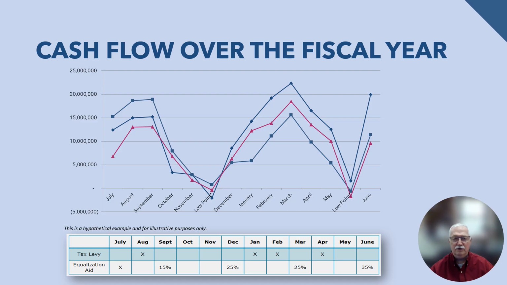This graph shows the previous data overlaid with a table of cash infusion dates. You can easily see the low points occurring at the end of November and at the end of May. And you'll notice there's no influx of cash in those months. In fact, we begin the school year on July 1st and receive little money until December, January, and February.